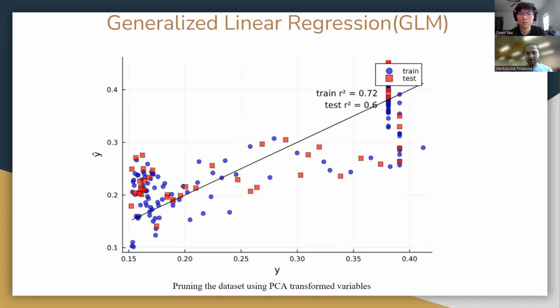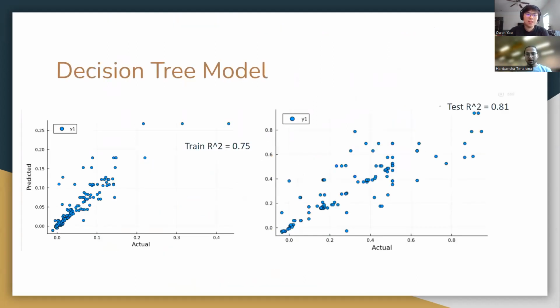So we tried to make the model prediction better using decision tree. And here's the decision tree model we have. The left one is the train data set, and the right one is the test data set. We used all independent variables for the train and test data set. And you can see the train data set has an R square of 0.75 and the test data set has an R square of 0.81.